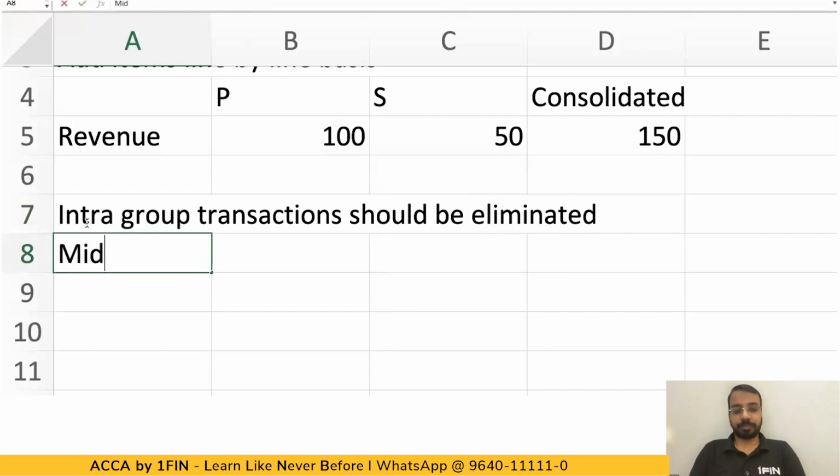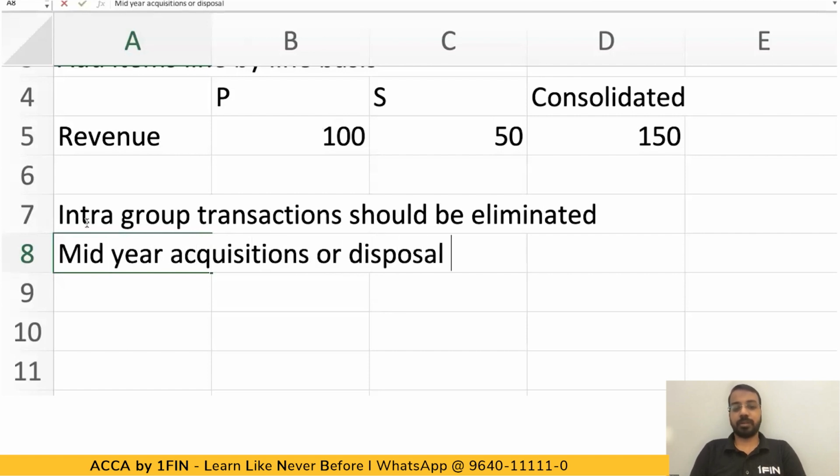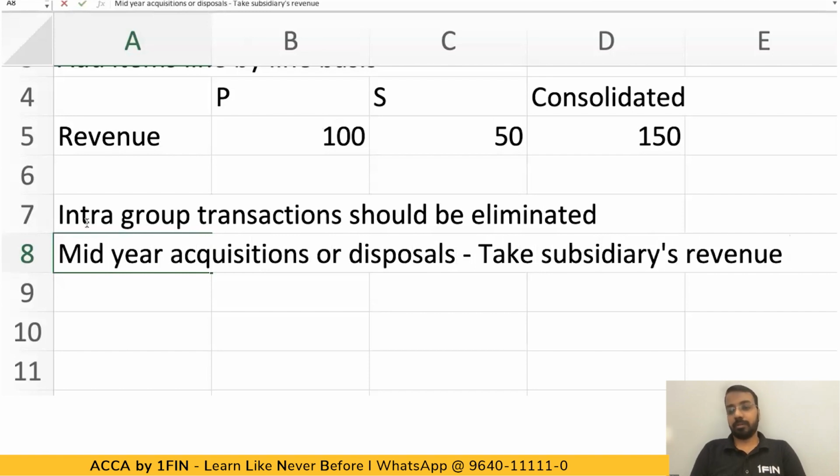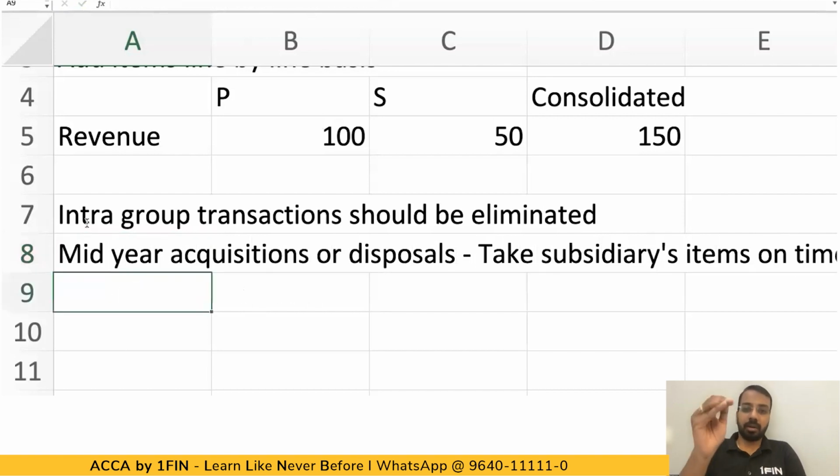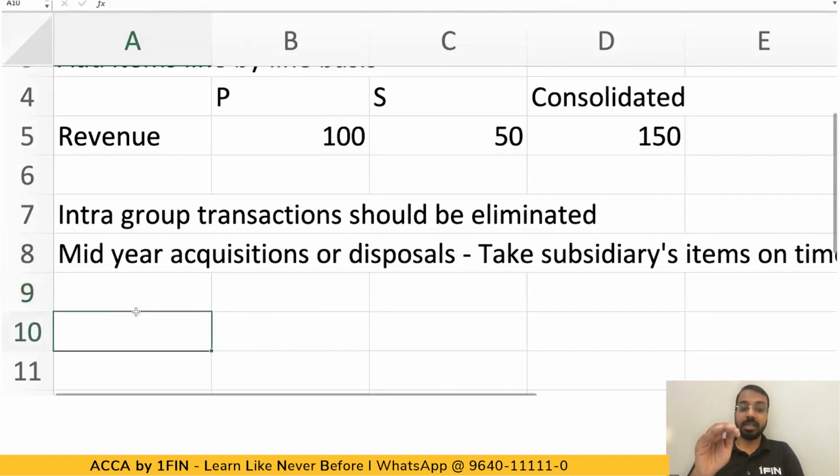Second thing is mid-year acquisitions or disposals. You will have to take subsidiary revenue or subsidiary items on a time proportion basis. This is very important. On a basis of time proportion, you have to consider the subsidiary's P&L. So if I've acquired in the middle of the year, I will only consolidate 6 months' result. I will not consolidate the full year result. That is the second part.